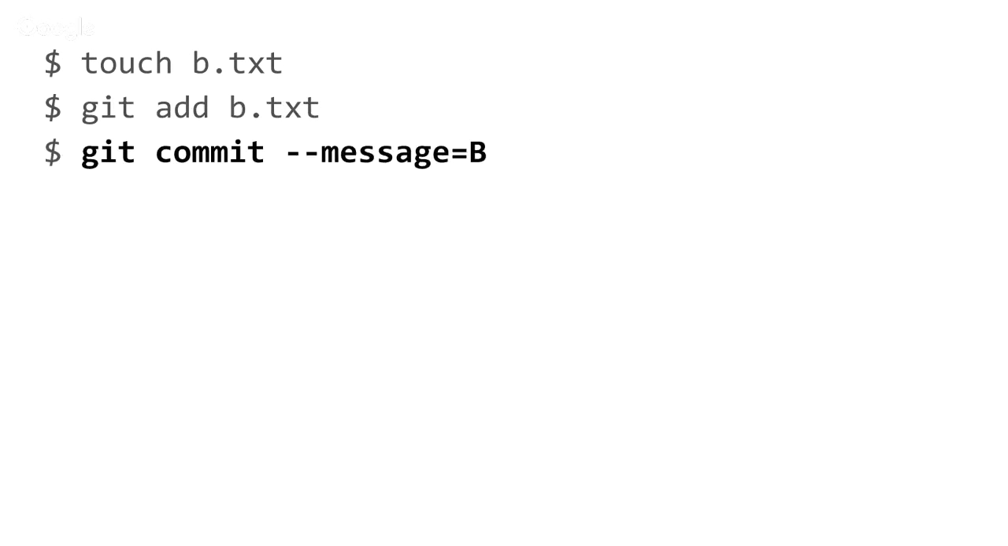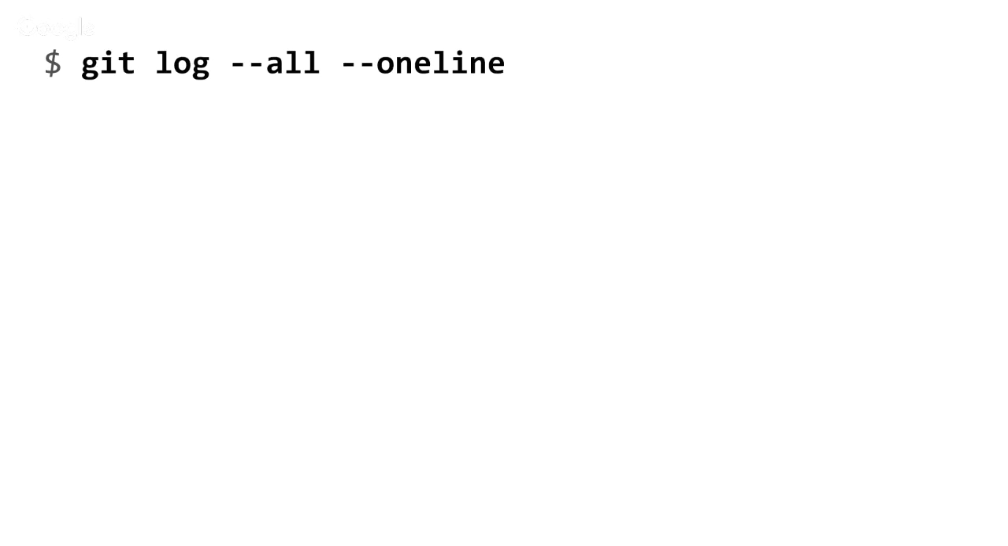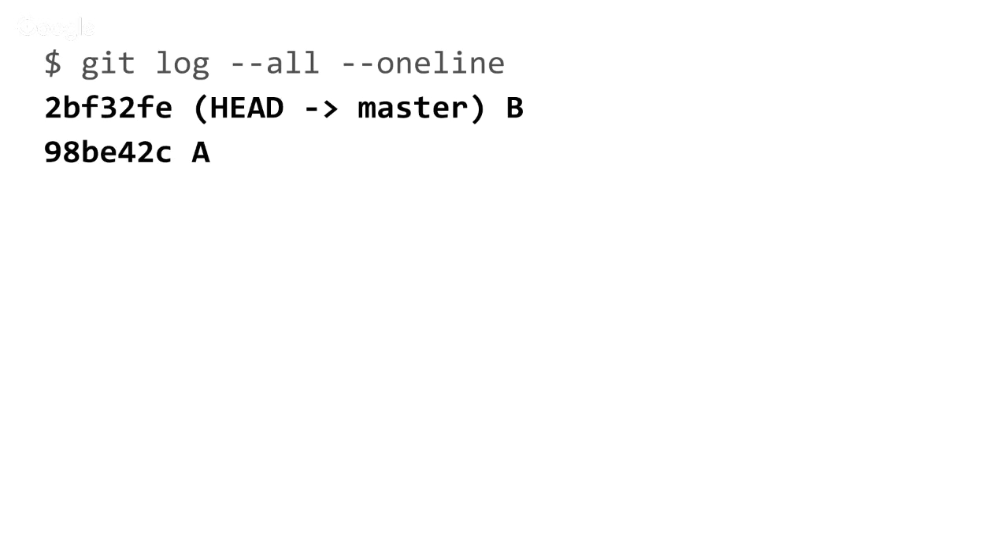So just creating another empty file, adding it and committing it with message B. And let's examine what has changed. So again, git log with all the branches and each commit in one line. And we see two entries. The first one is the commit that we already had, so A in the bottom right corner, and then the other new commit. So we see the hash, we see the branch name, and it's just a commit message.